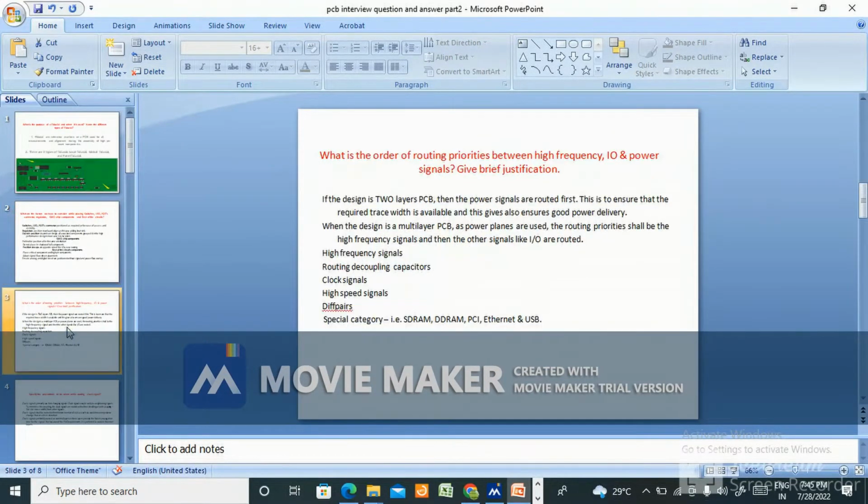Okay, so next is, what is the order of routing priorities between high frequency, input output and power signals? Give brief justification. So in the design, if the design is a two layer PCB, then the power signals are routed first. Obviously, if you need to check the spacings and all, you need to route power first, ground, power.